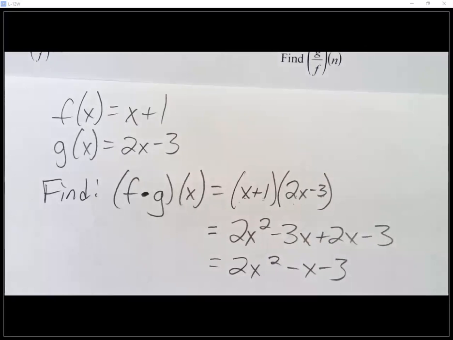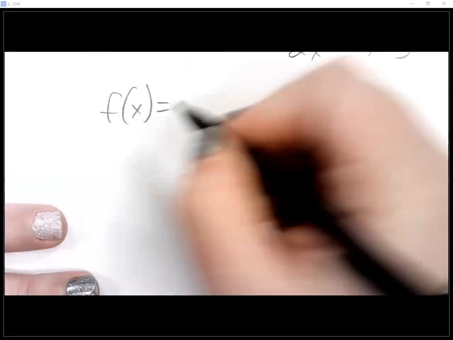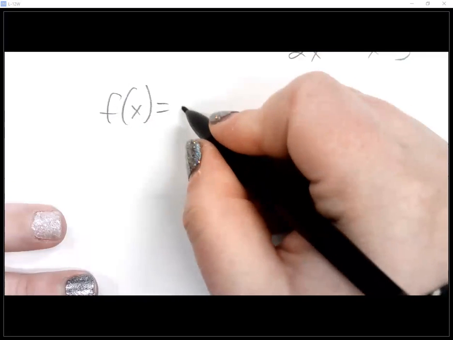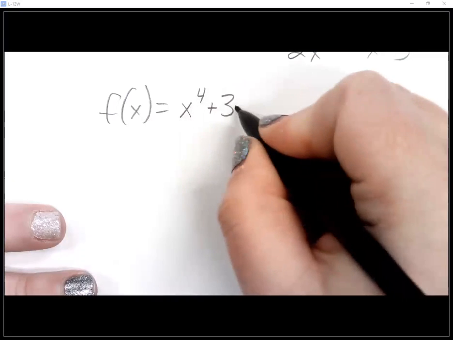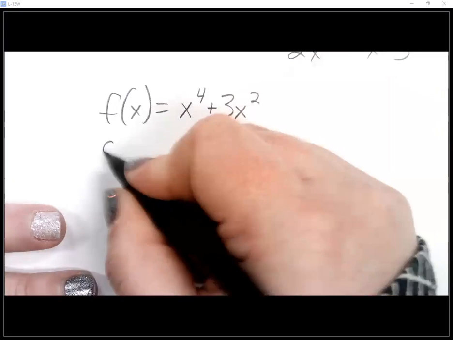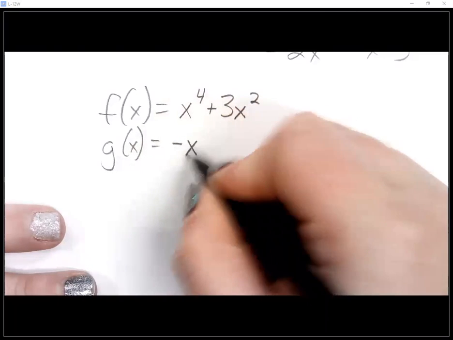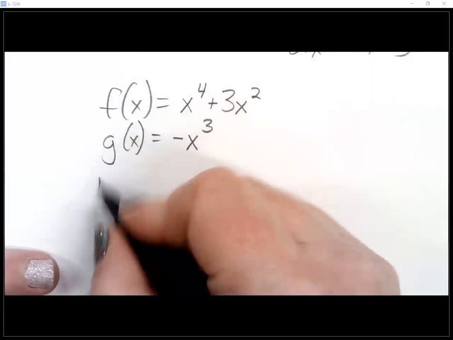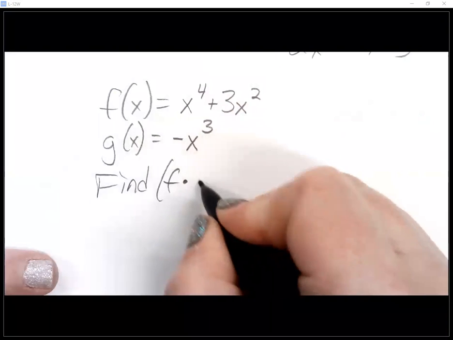So let me give you one more. What if you had something like f of x was, let's see how much you remember with your exponents. Let's say it was x to the 4th plus 3x squared. And let's say g of x was a -x to the 3rd. And let's say I wanted you to again multiply them together. So let's find f times g of x.